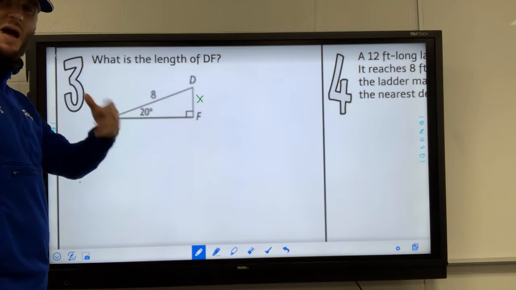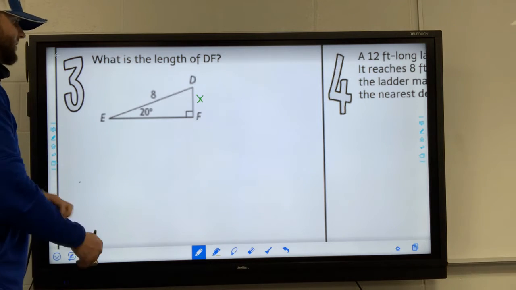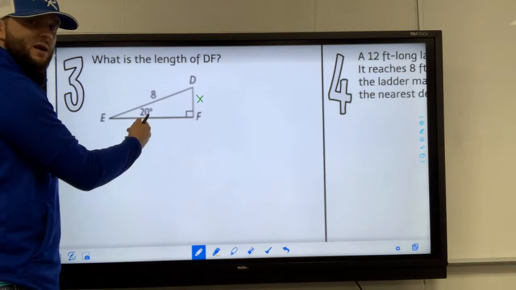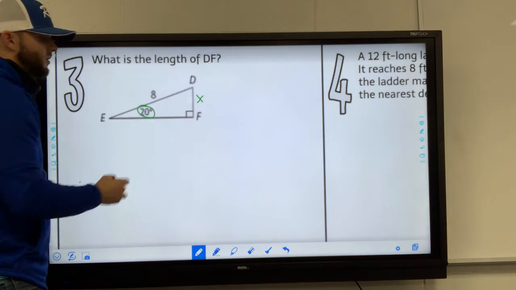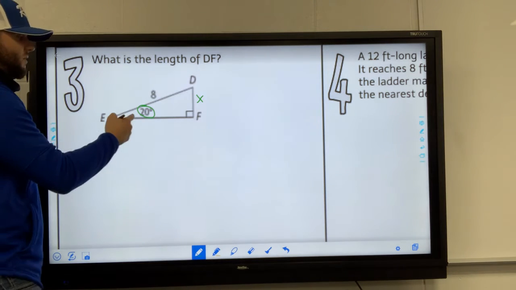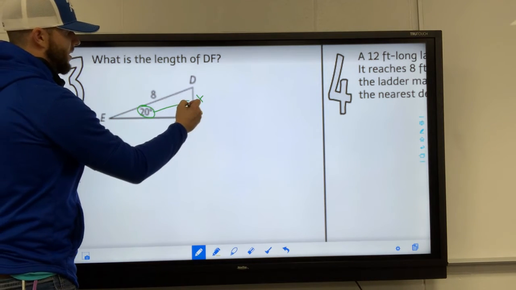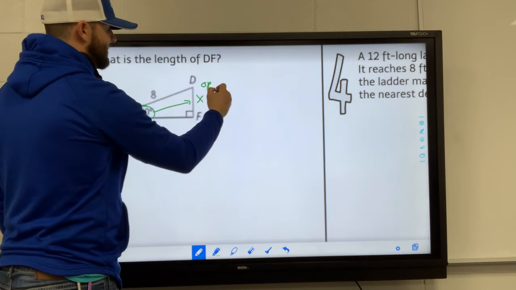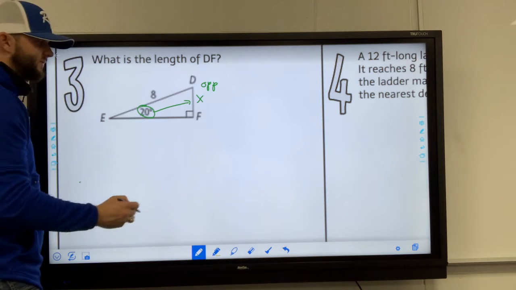So that means I could possibly use my trig ratios. With that being said, I'm given the angle 20 here. So this is going to be the angle that I'm going to reference. Right now, I'm going from angle 20 all the way across the triangle, and on that opposite side is going to be my opposite side.